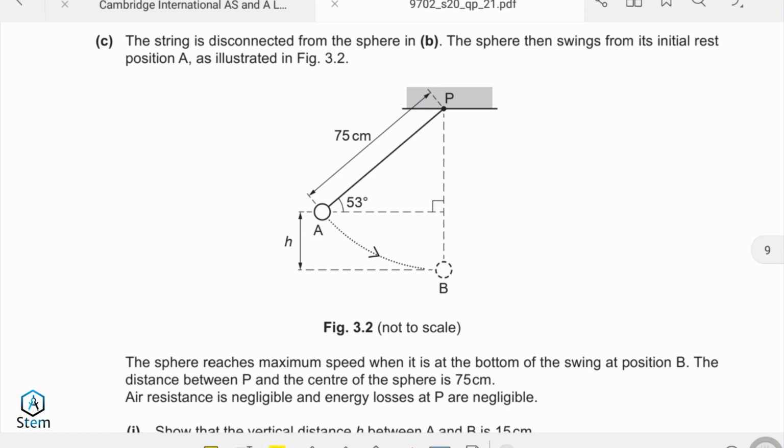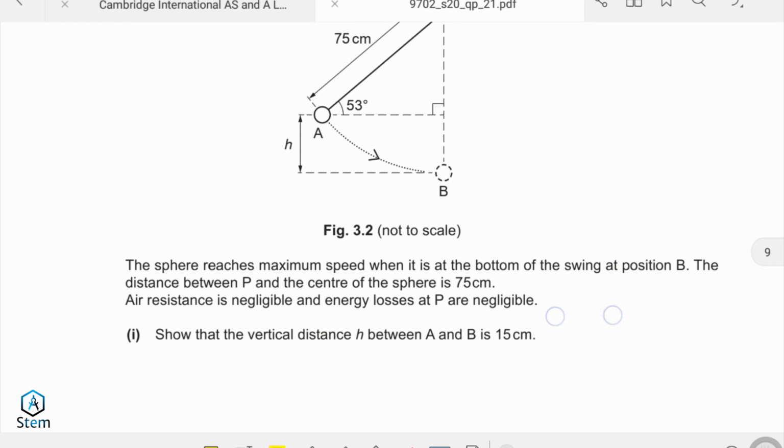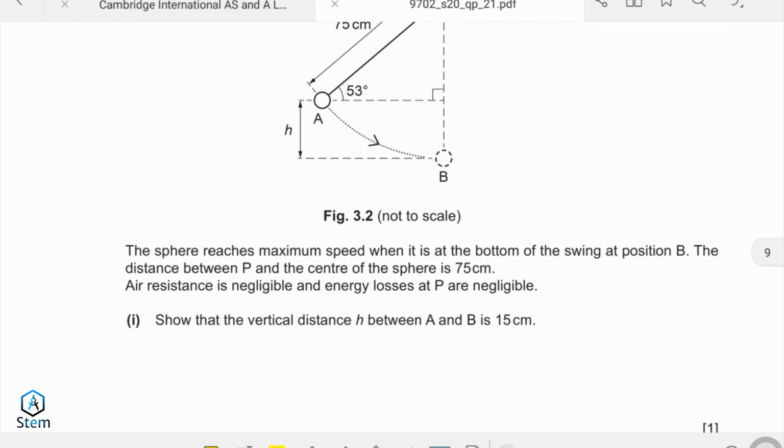The string is disconnected from the sphere in B. The sphere then swings and all those things happen. Let's see the questions. Show that the vertical distance h between A and B is 15 centimeters.